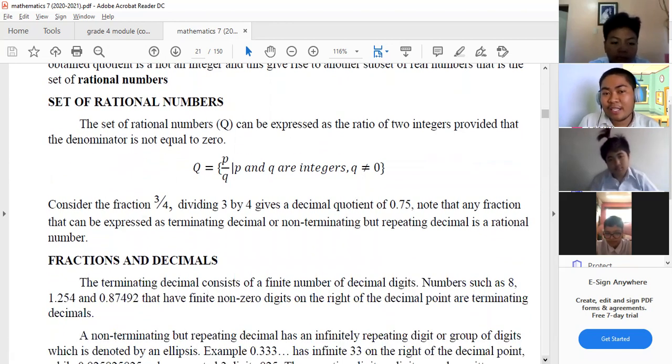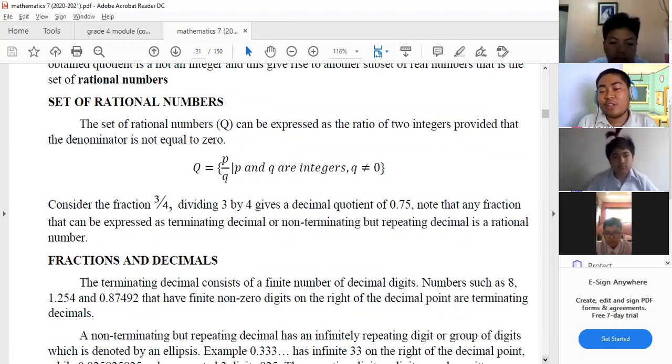So, the set of rational numbers, or we can name it as Q, can be expressed as the ratio of two integers provided that the denominator is not equal to 0. So rational numbers is equal to two integers, which is the P and Q, pero yung Q dapat, or yung denominator natin, must not be equal to 0. So, more on fraction lang tayo.